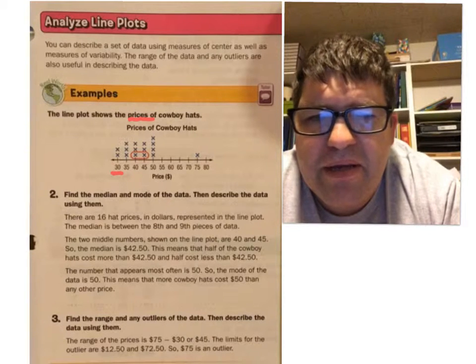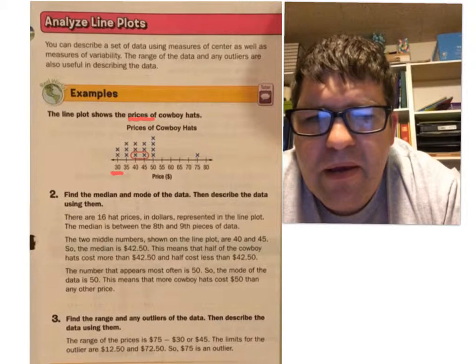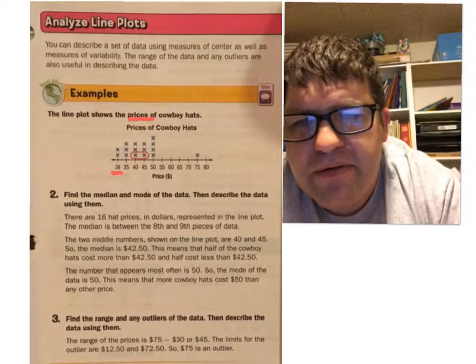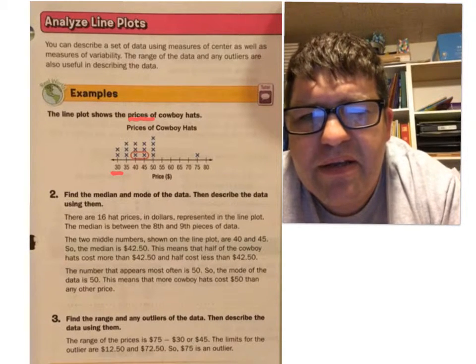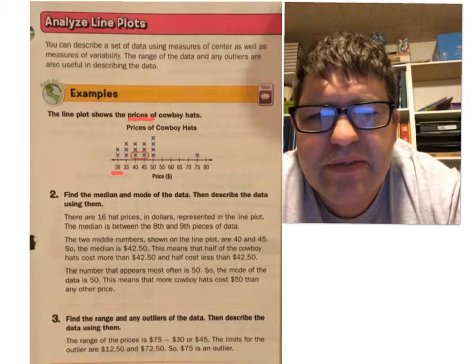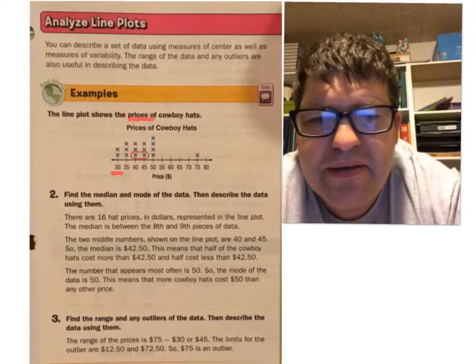Let's see how many hat prices there are. There's 1, 2, 3, 4, 5, 6, 7, 8, 9, 10, 11, 12, 13, 14, 15, 16. So there are 16 hat prices.